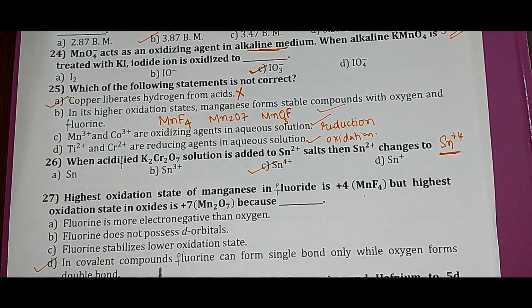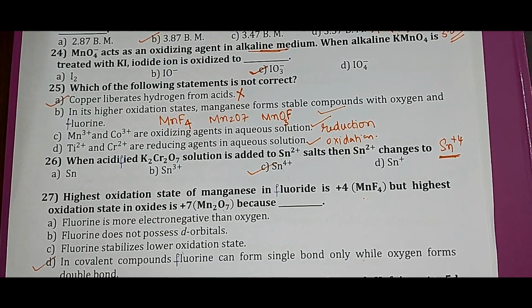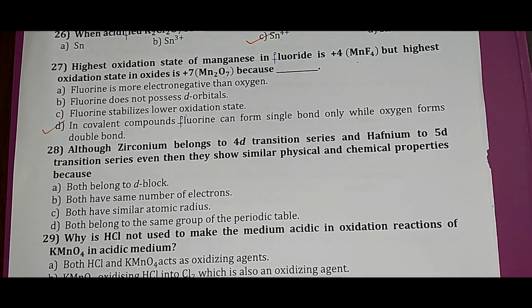In covalent compounds, fluorine can form single bond only while oxygen forms double bond. So the correct answer for question number 25 is option D. Next, if we go with question number 28.